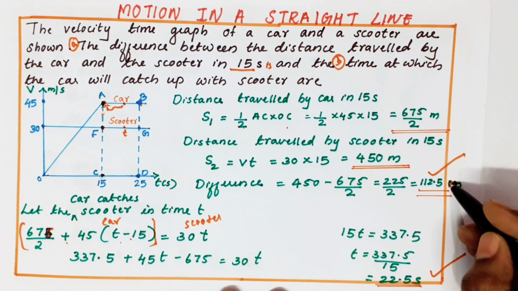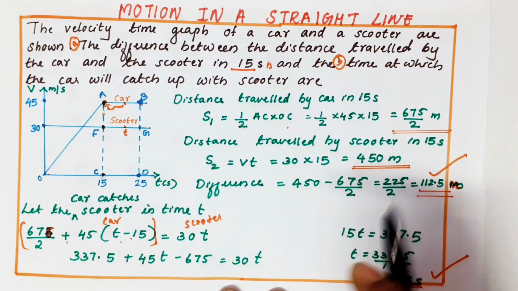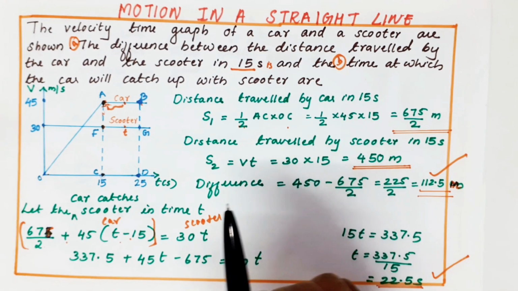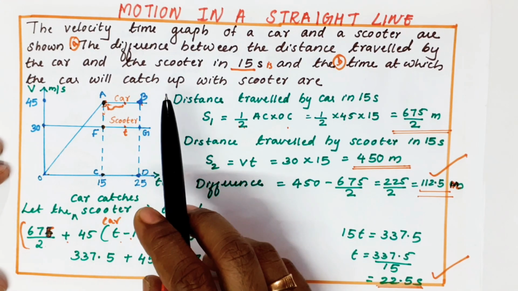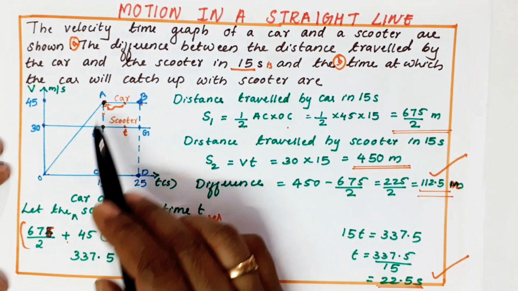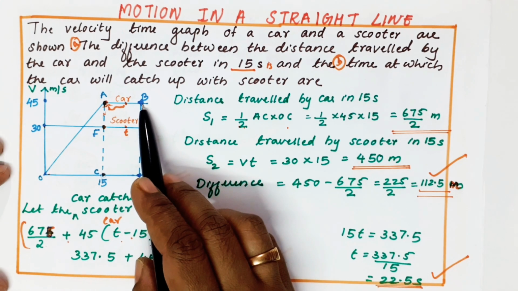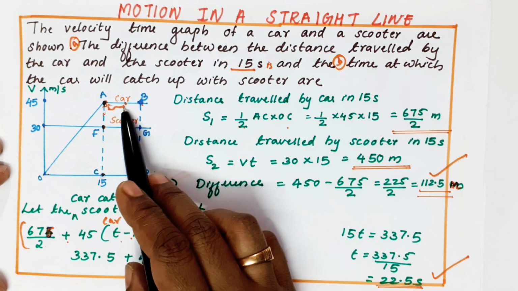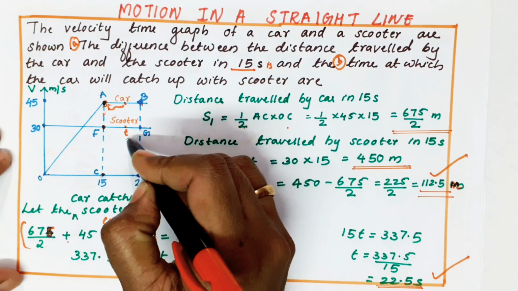112.5 meter. Now, the same question, they are asking what is the time in which the car will catch up the scooter? This is a very thinking question. We don't know what time the car will catch up the scooter. So I am just taking the time as t. I know till here the car is moving with a uniform acceleration, and from A to B it is moving with a constant velocity. So somewhere they will meet or catch up. So I am taking that time as t.